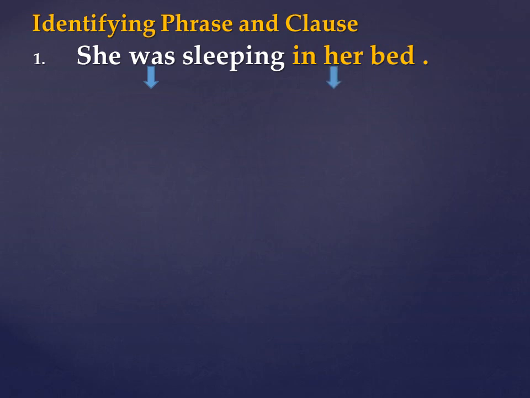She was sleeping in her bed. So the white part has subject and verb. That's why the white part is a clause. In her bed, it doesn't have any subject and verb. That's why it's a phrase.